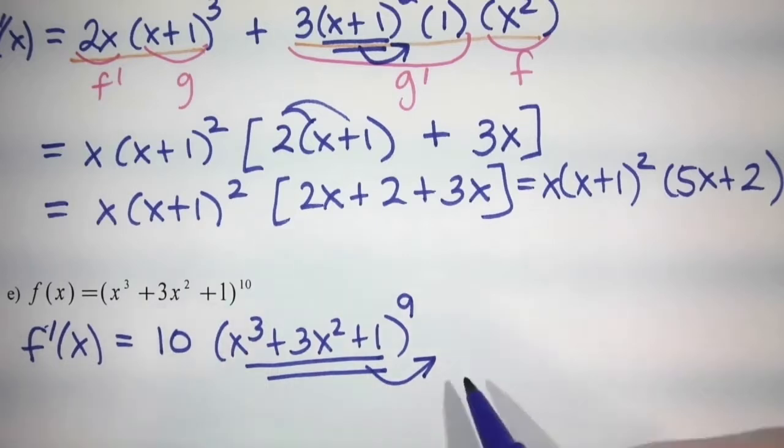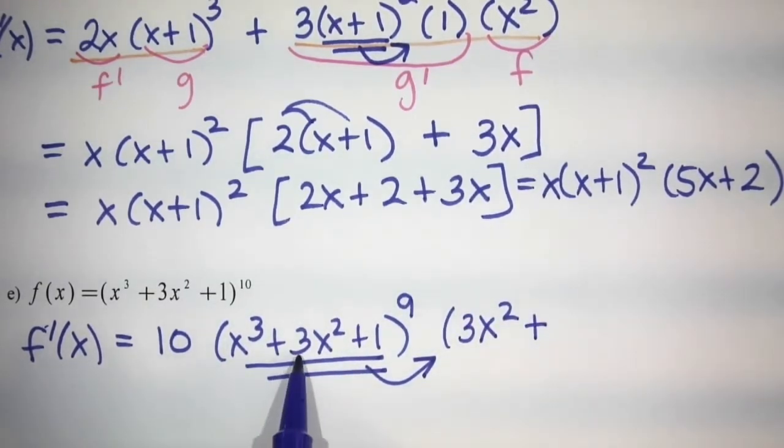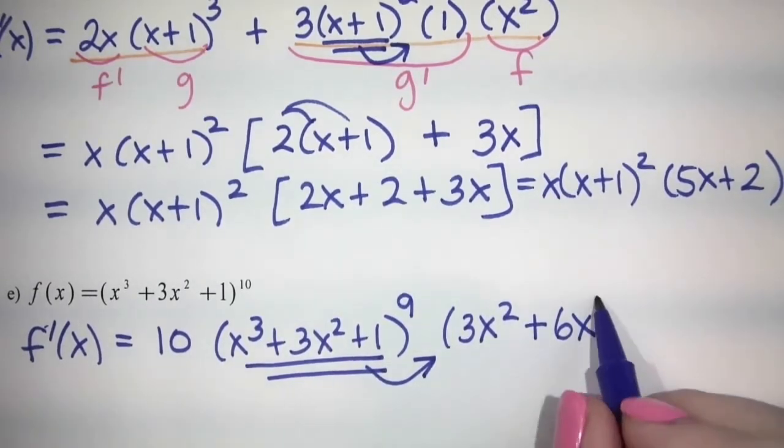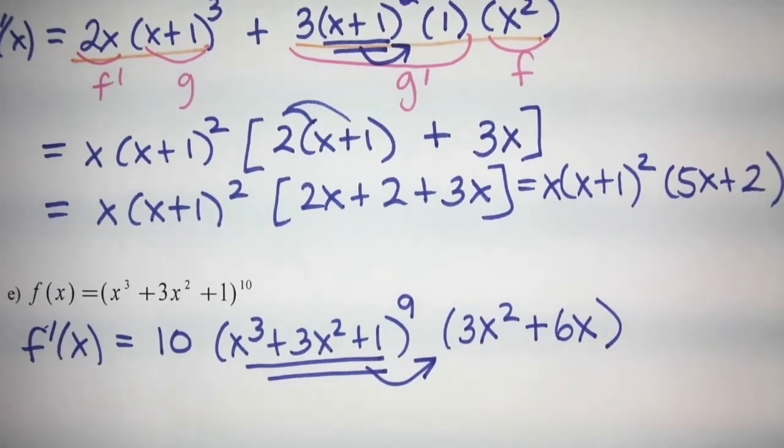And the derivative of x cubed would be 3x squared, plus the derivative of 3x squared would be 6x, and the derivative of 1 would be 0. And that would be our answer. And we could put this out in front with the 10, but it would be the same answer.